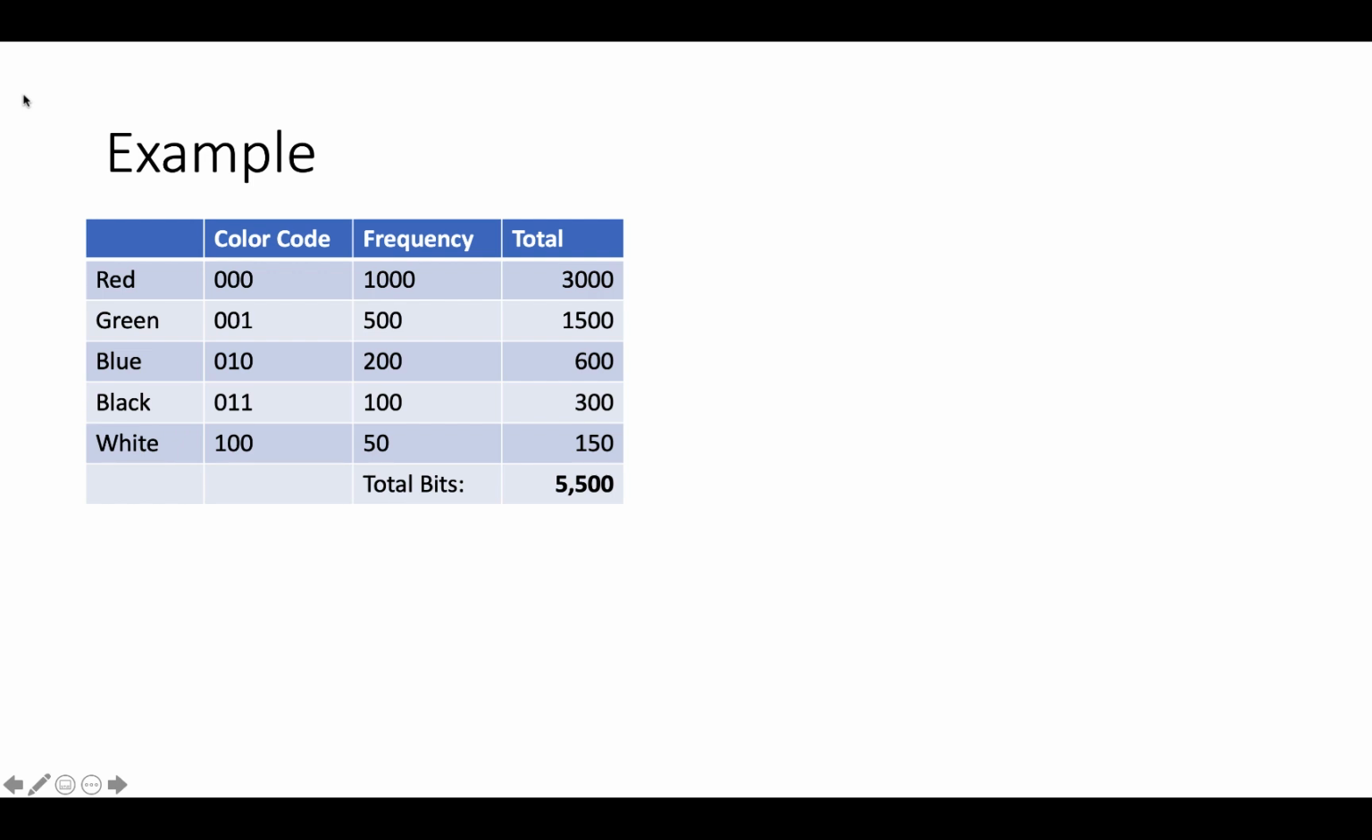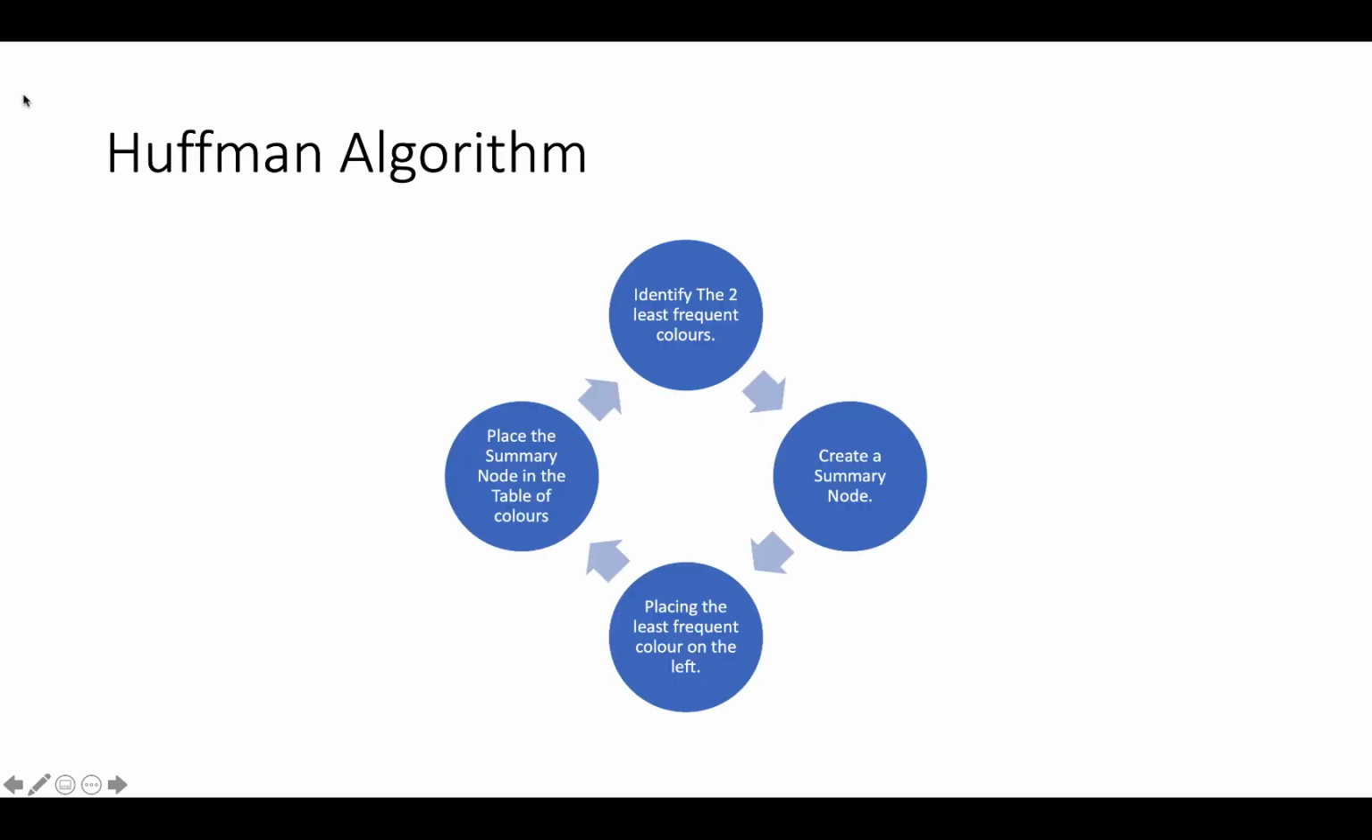So because each color has a 3-bit color code, we can say that the frequency times the number of bits is the total number of bits for that color. So there are 1,000 pixels for red. Each pixel takes 3 bits, so it's a total of 3,000 bits for the reds. And altogether, the file size is going to come to 5,500 bits.